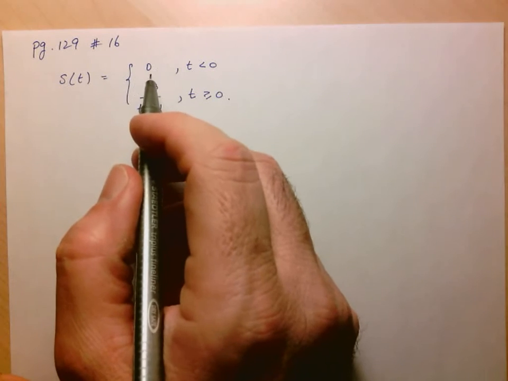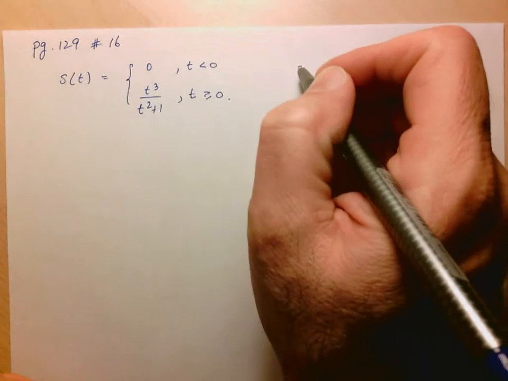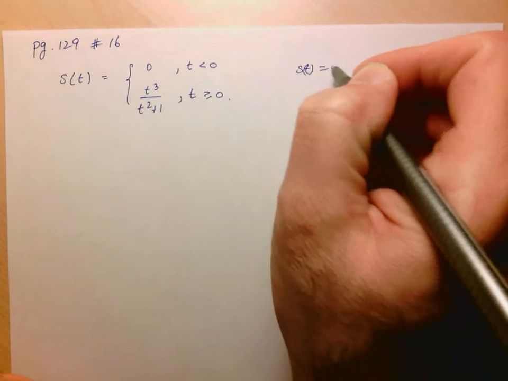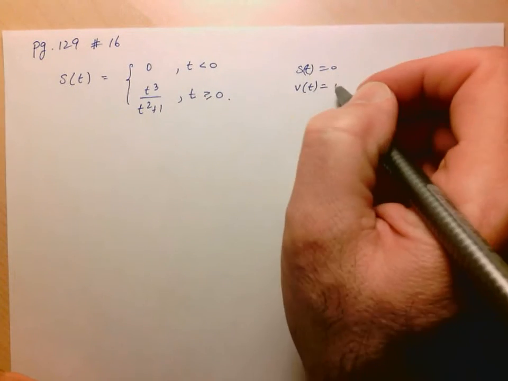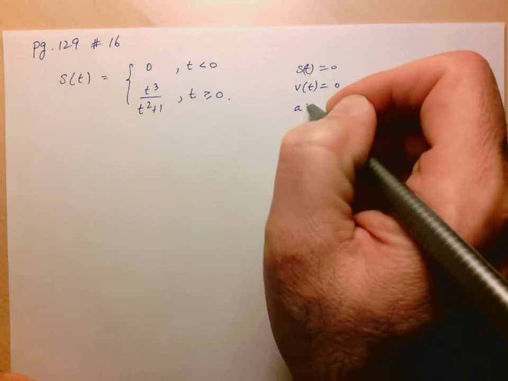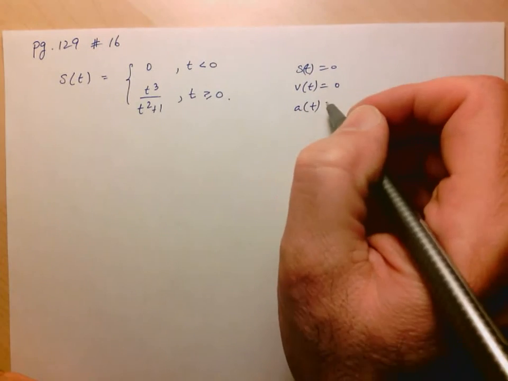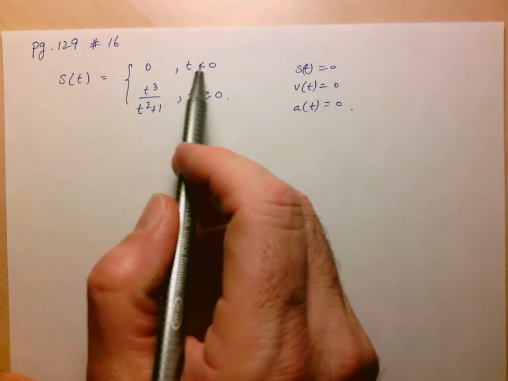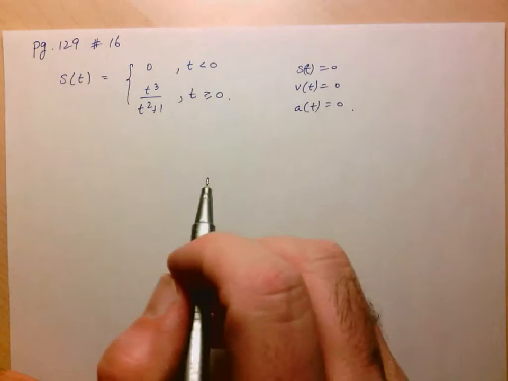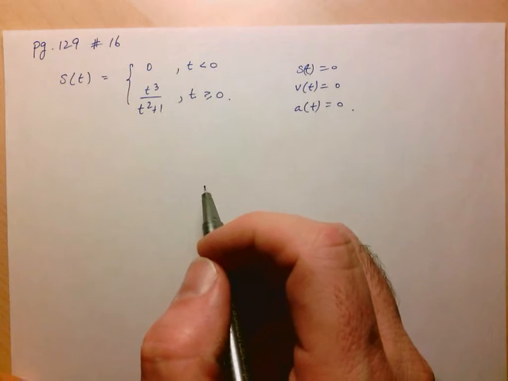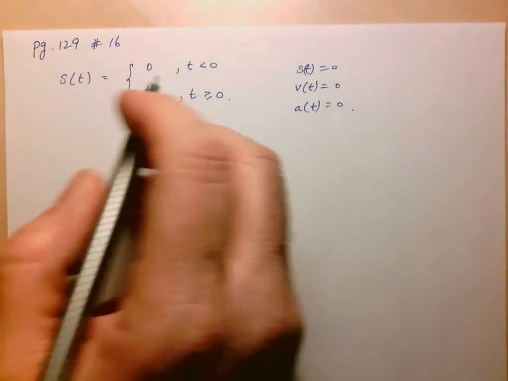From the left-hand side, if I consider the function s at t equals 0, well, obviously v at t is just the derivative of that, so that'll still be 0. And a at t, which is just the derivative of the velocity, is still 0. So from the left-hand side, when t is less than 0, nice and easy, acceleration is still equal to 0. Okay. So we're going to work with this function here.